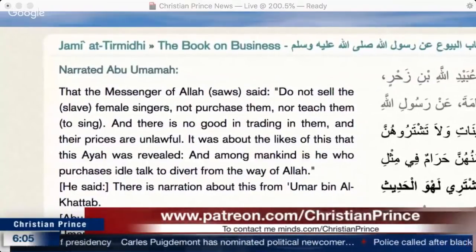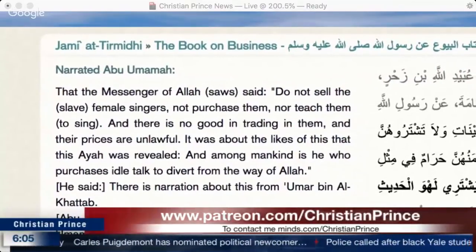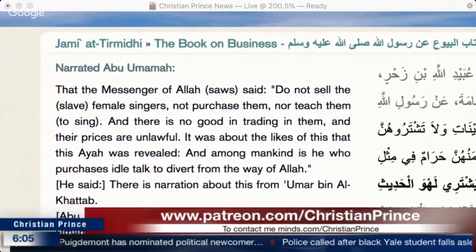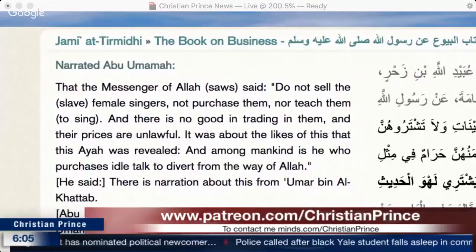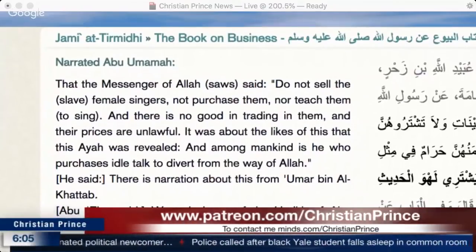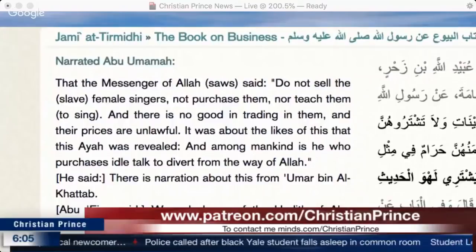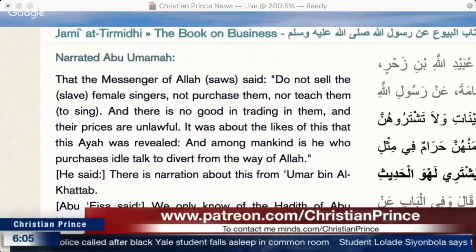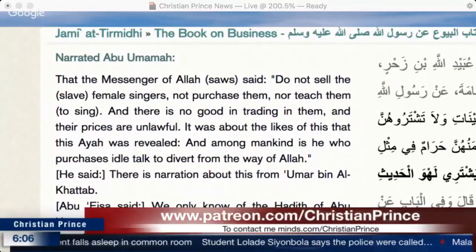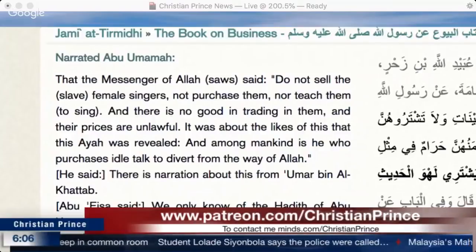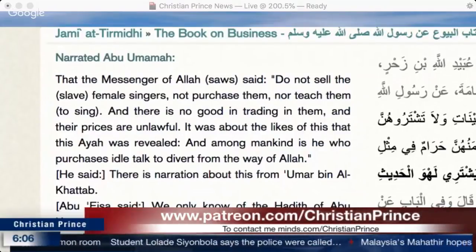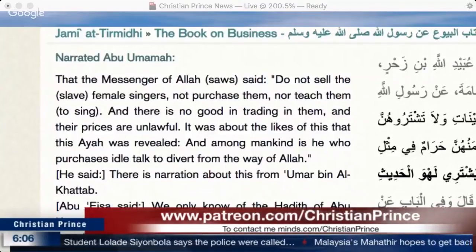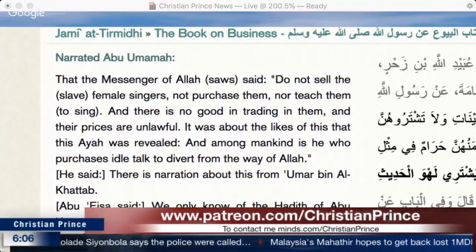The Messenger of Allah, peace be upon him, said, do not sell slave female singers, nor purchase them, nor teach them to sing, and there's no good in trading in them, and their prices are unlawful. It was about the like of this that this ayah was revealed: and among mankind are those who purchase idle talk to divert from Allah's way. So Muhammad had no problem with you buying and selling girls, but if those girls are bought for singing, Muhammad did not approve that, because music and singing is haram. This is what he meant by lahu al hadith.